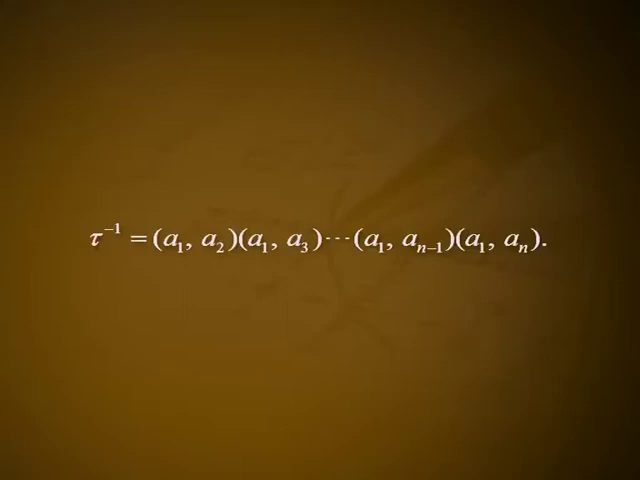Remark. If we take the product of transpositions in equation 1 as tau, then tau inverse is equal to the cycle (a1, a2) times the cycle (a1, a3) times ... times the cycle (a1, a(n-1)) times the cycle (a1, an). Example 7. The cycle (2 5 3) is the product of the transpositions (2 3) times (2 5). Corollary. Any permutation of a finite set of at least 2 elements is a product of transpositions.